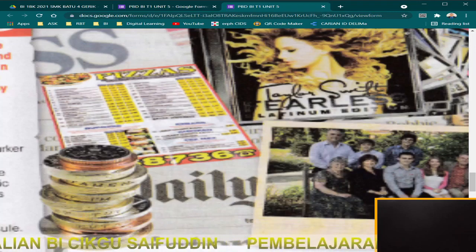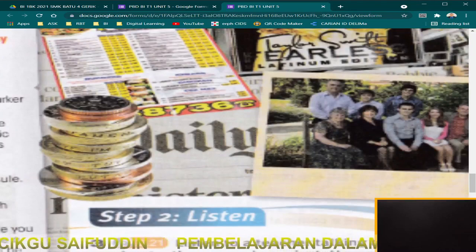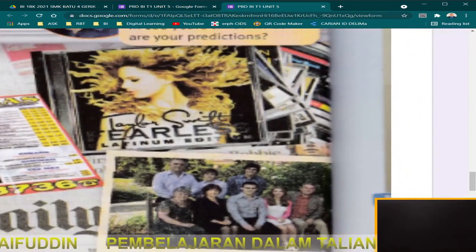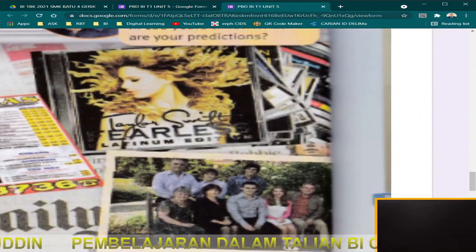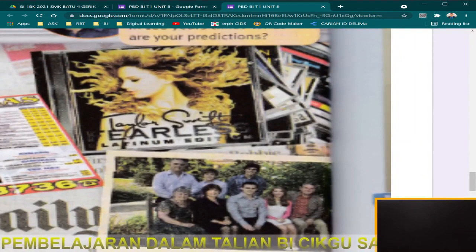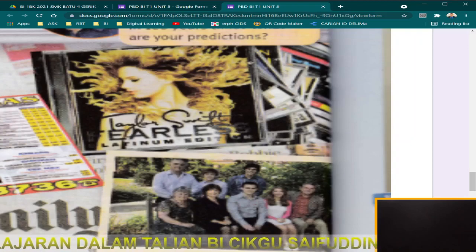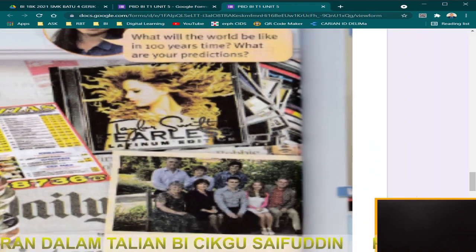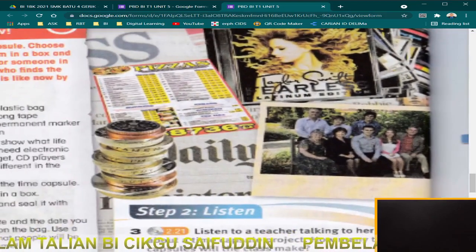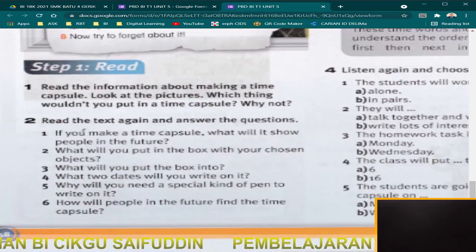And then shillings, coins. Okay, we cannot put coins in the time capsule kerana dia akan berkarat. Same as photos and CDs, for example. Okay, maybe the CD cannot be read anymore, and the photos, the color will be, warna ni akan luntur.